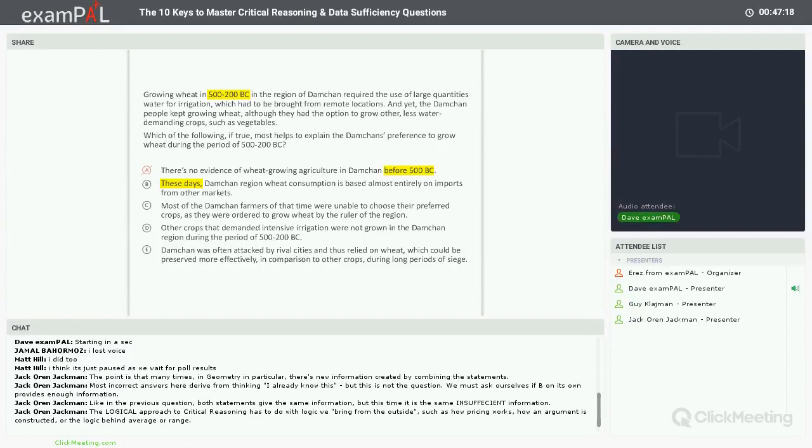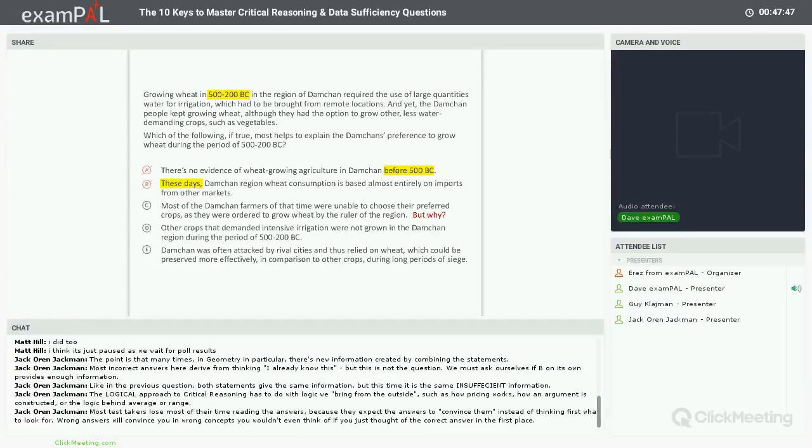Now, what about C? Most of the Damchan farmers of that time were unable to choose their preferred crops, as they were ordered to grow wheat by the ruler of the region. All right, this looks promising. It tells us the reason that the farmers planted the crops. But wait a minute. What we're asked is why the Damchan people in general made the choice of planting these crops, not why the rulers did. And answer choice C begs the question, why did the ruler order them to grow the wheat? And we don't know the answer to this, and thus this is not our answer.